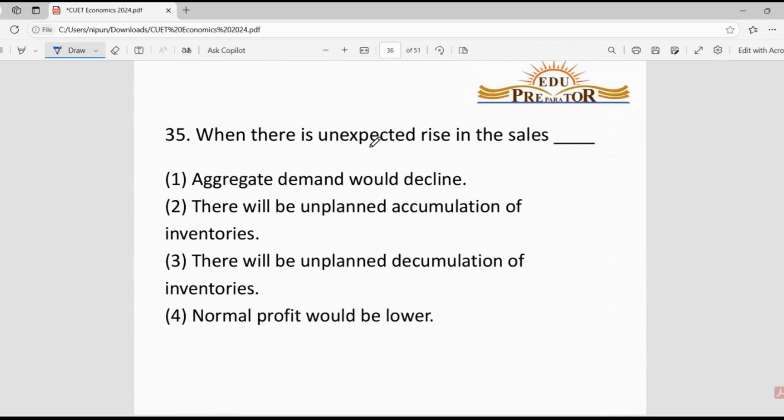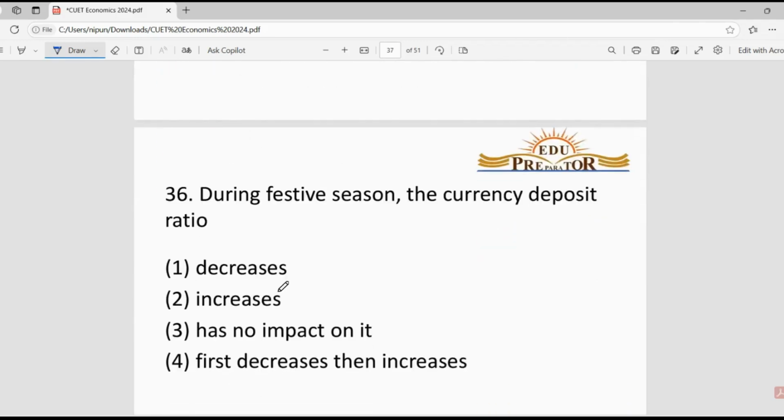अगर सेल्स में एक अनएक्सपेक्टेड इंक्रीज हो, when there is an unexpected rise in sale, यानी जितना प्रोड्यूसर्स ने एक्सपेक्ट किया था सेल उससे ज्यादा हो जाए, डिमांड उससे ज्यादा हो जाए, तो प्रोड्यूसर्स की इन्वेंट्रीज कम हो जाती हैं, उनके एक्सपेक्टेड लेवल से कम. So the correct answer should be there would be an unplanned decumulation of inventories. Inventories will fall, right? Below the planned level, inventories गिर जाएंगी. So the correct option is option number 3.